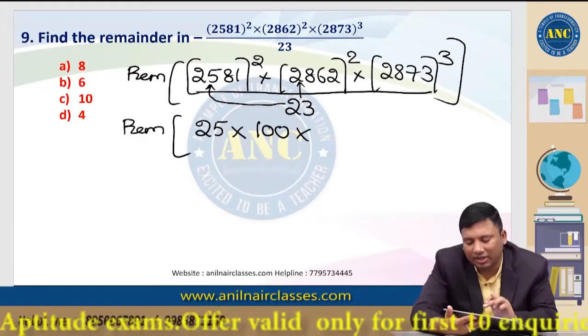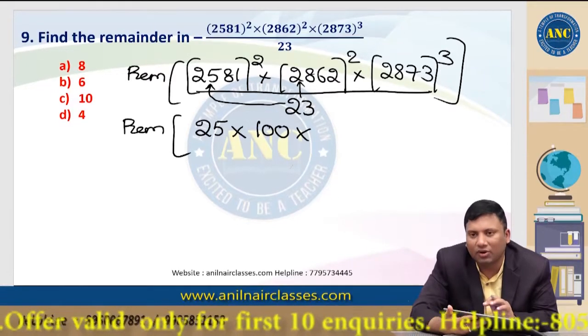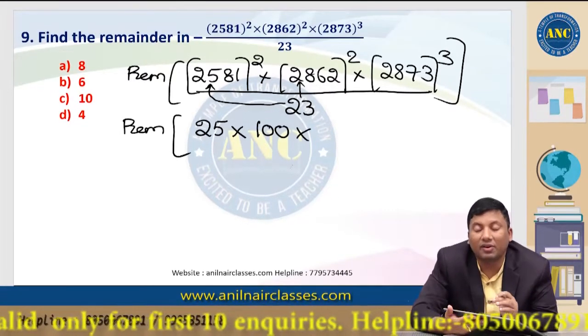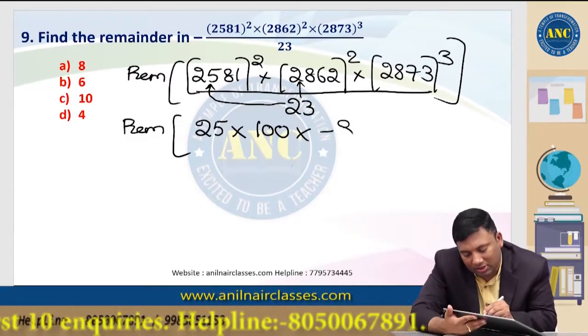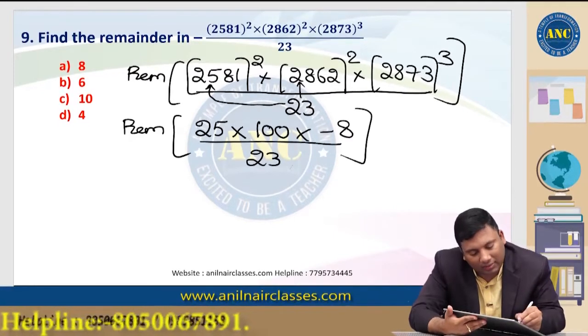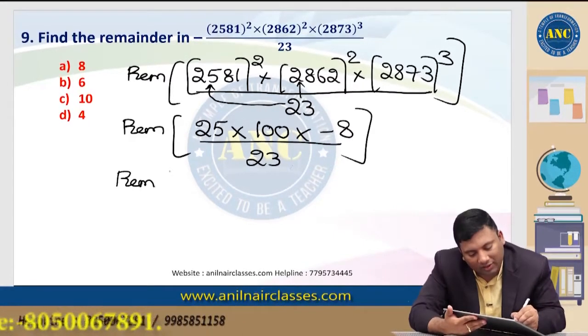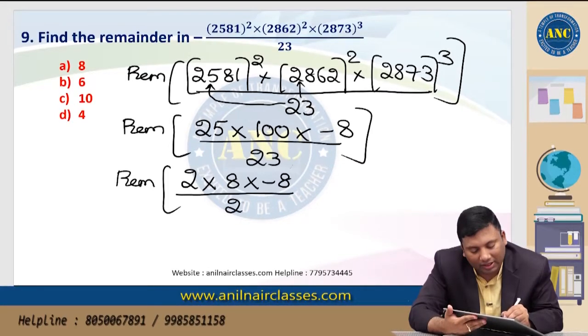23 ones are 23, 57. 23 twos are 46, 113. 23 fives are 115, so the remainder is minus 2. Minus 2 cube is minus 8, divided by 23. So 23 ones are 23, it is 2. 23 fours are 92, it is 8. And it is minus 8 divided by 23.